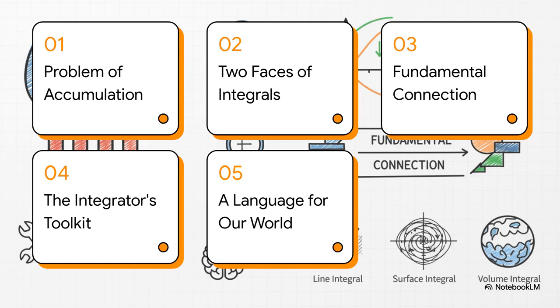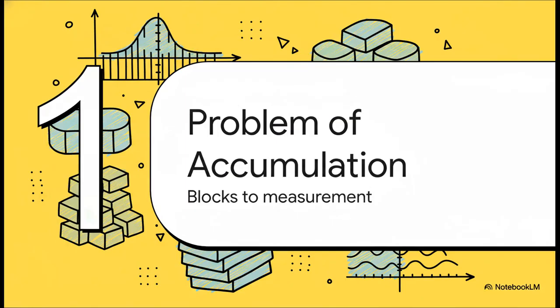So how are we going to get our heads around this? Simple. Here's our game plan. We're going to start with the ancient problem that sparked this whole thing. Then we'll check out the integral's two-faced identity before we uncover the beautiful connection between them. We'll take a quick look at the integrator's toolkit, and then we'll see how this whole concept becomes a language for describing our world. All right, let's jump right in with the core problem.